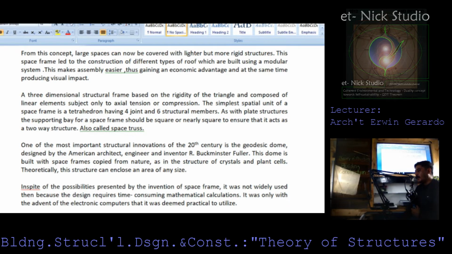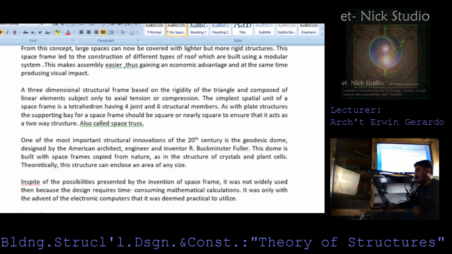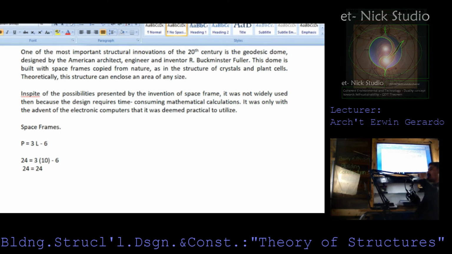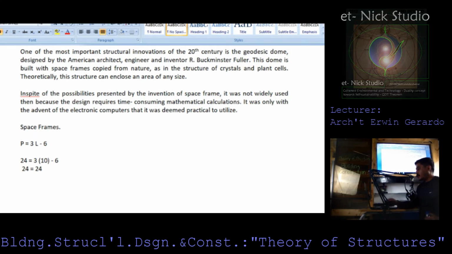One of the most important structural innovations of the 20th century is the geodesic dome, designed by the American architect, engineer, and inventor Buckminster Fuller. This dome is built with a space frame copied from nature, as in the structure of crystals and plant cells. Theoretically, this structure can enclose an area of any size.